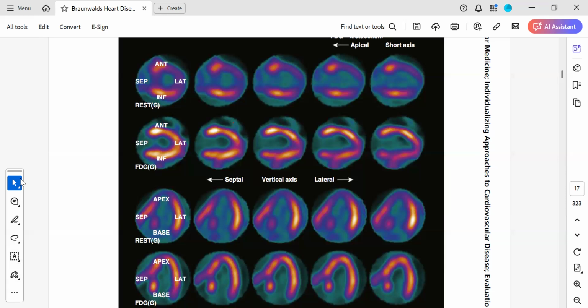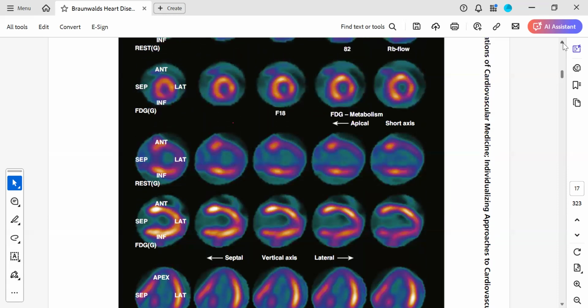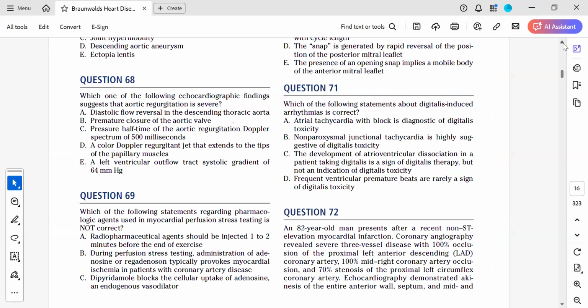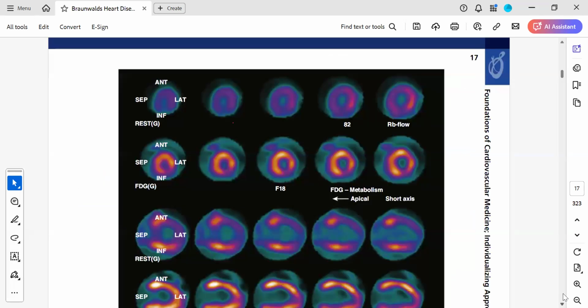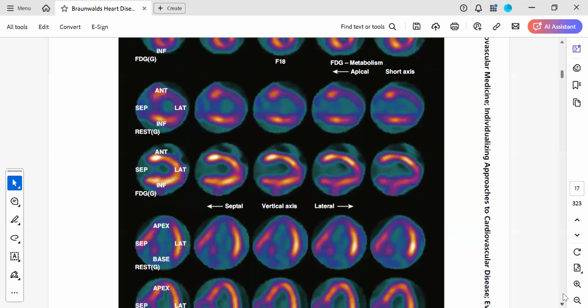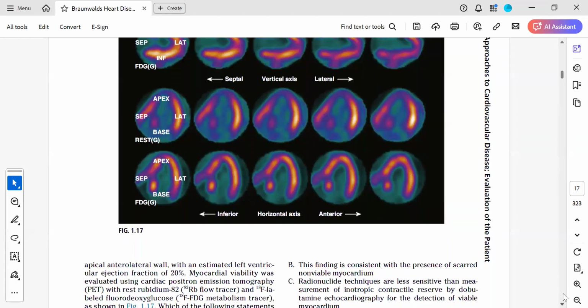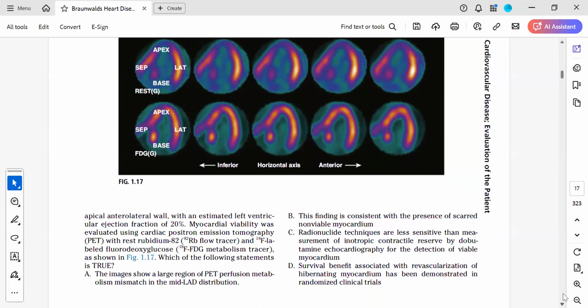There are also a lot of mismatches in this particular one. So let's just go to the question, because the same thing is still applicable to the last part. The question reads: the images show a large region of PET perfusion metabolism mismatch in the mid-LAD distribution. From what I've said earlier, we all agree that this is supposed to be true. But since it's asking for the best answer, we need to look at the other options.